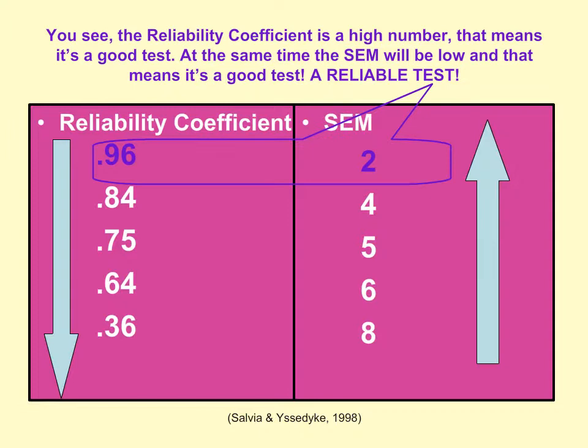You see, the reliability coefficient is a higher number. That means it's a good test. At the same time, the SEM will be low. That means it's a good test, a reliable test.